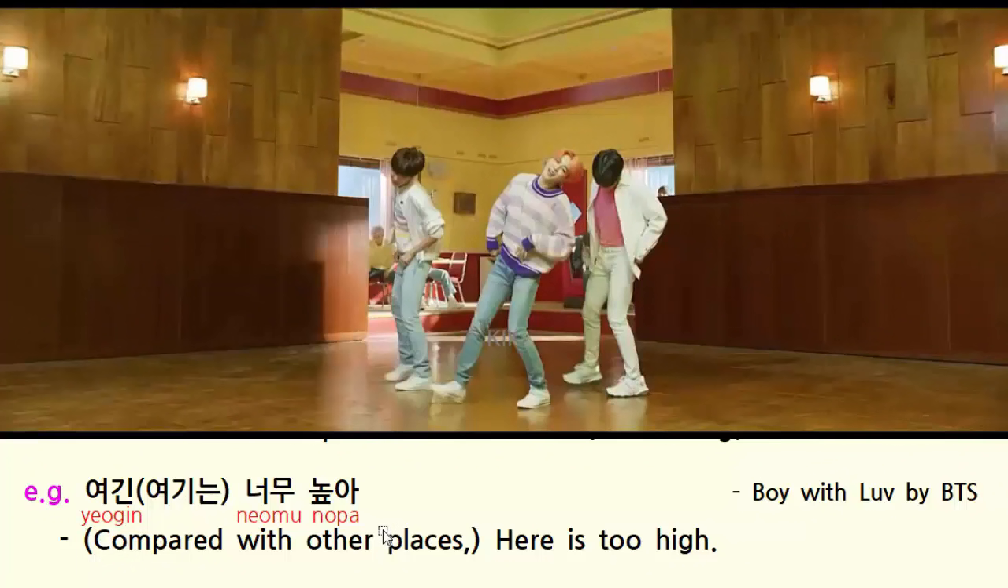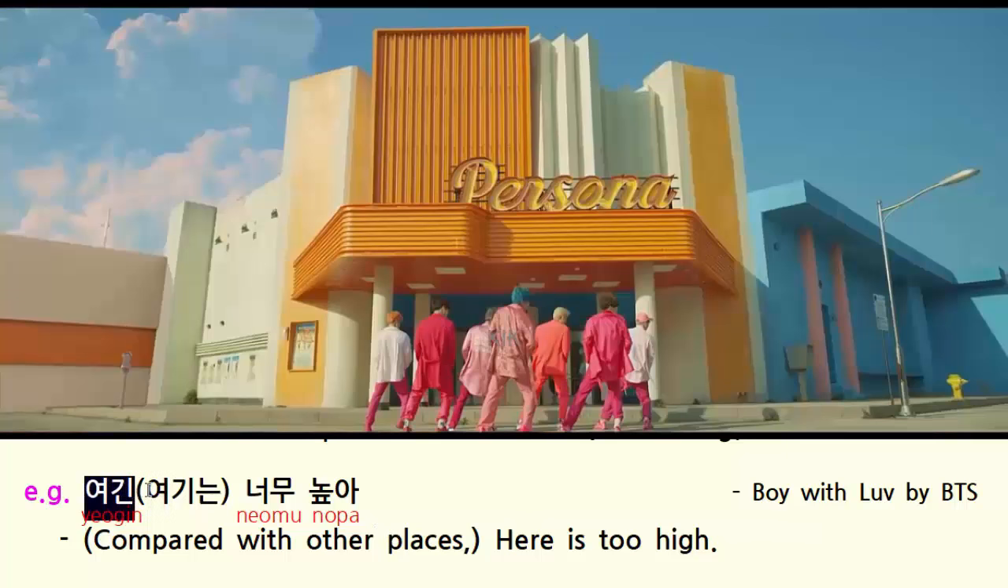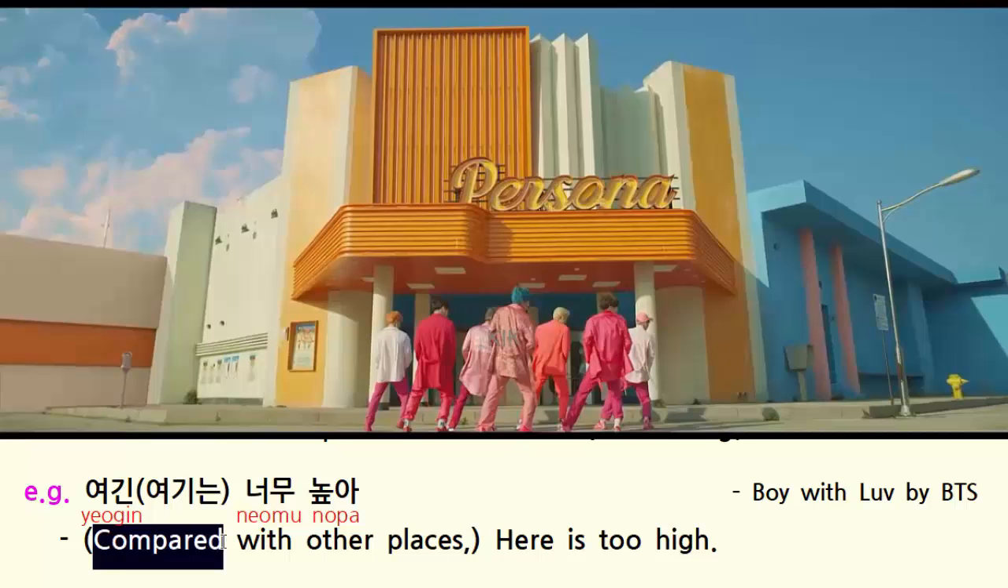Right, actually, 여긴 is the short form of 여기는. In spoken Korean, some consonant or vowel, or consonant and vowel altogether, are dropped and contracted. So, in 기는, this 는 is dropped and becomes 긴. So, this 는 is one of the topic markers. 여긴 너무 높아. 너무 means too. 높아 means is high. So this topic marker 는 here delivers the nuance of compared with other places. Here's too high. So you can say that this comparing function is the secondary function of the topic markers.